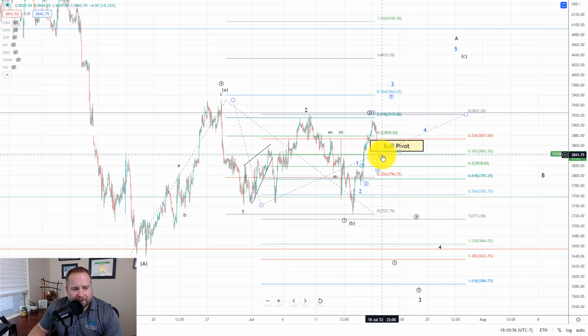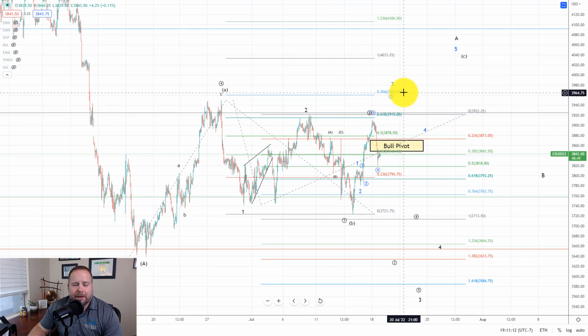So bears need to push it down, break 39.10, this low, and then on down to 36.64 to 36.33, and then follow the waves down from there to 34.50. Bulls need to hold yesterday's low and push it back through the pivot, back through this high, and up towards 39.60 to complete wave 3.